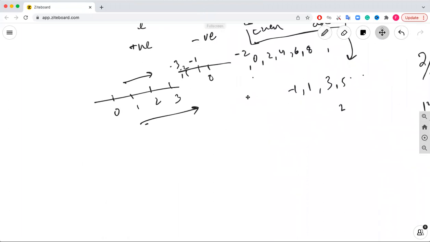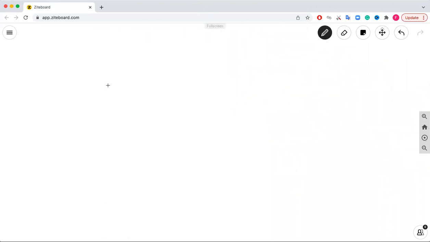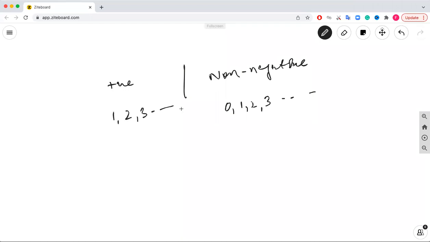Now one more thing. One is positive integer and one is non-negative integer. What is the difference between these two? Include 0. Yes, exactly. Positive integers are the integers on the right side of the 0, but when we talk about non-negative, those are 0, 1, 2, 3 and so on. In case of positive, that will be only 1, 2, 3 and so on, right?